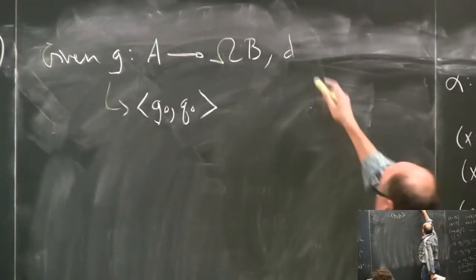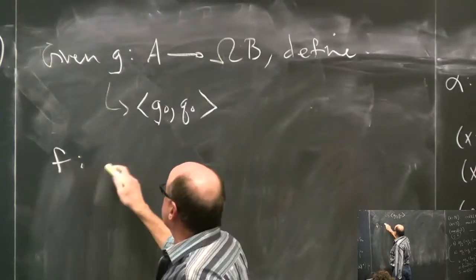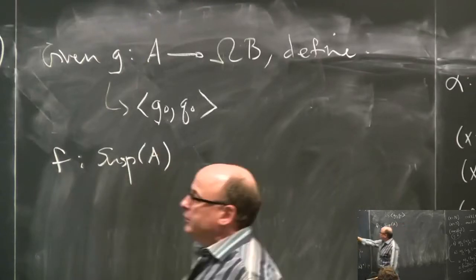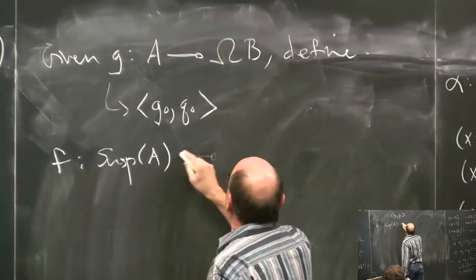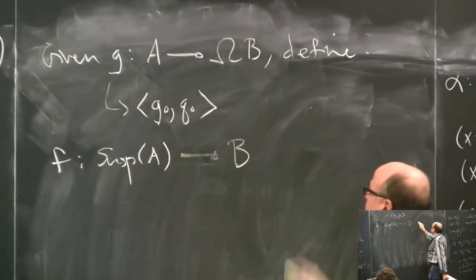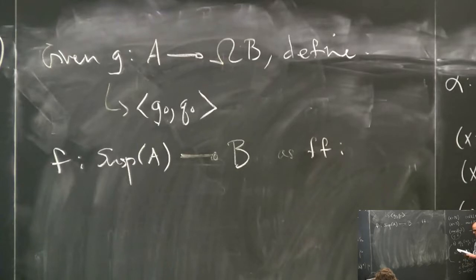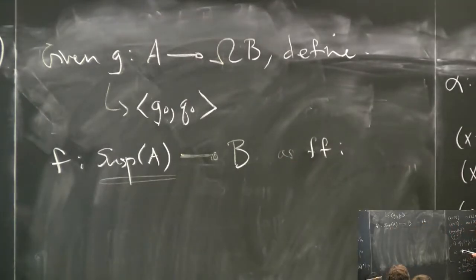So now we want to define F, which goes from the suspension of A. I have to admit, it looks nicer when it says sigma somehow, but anyway. So we want suspension of A to B, as follows. What do I want to do? I want to take something from the suspension of A. The reason I did this example is that it's an illustration of defining by recursion on the suspension of A.